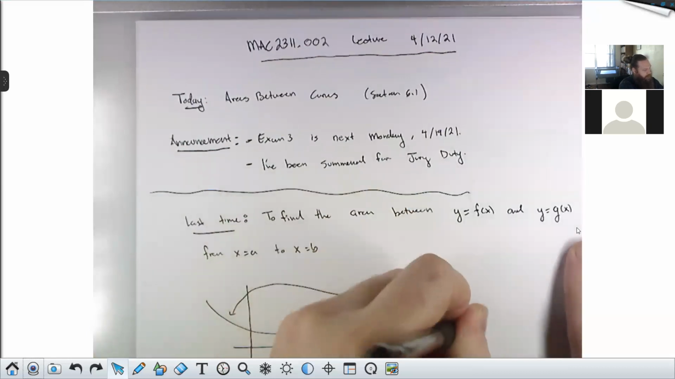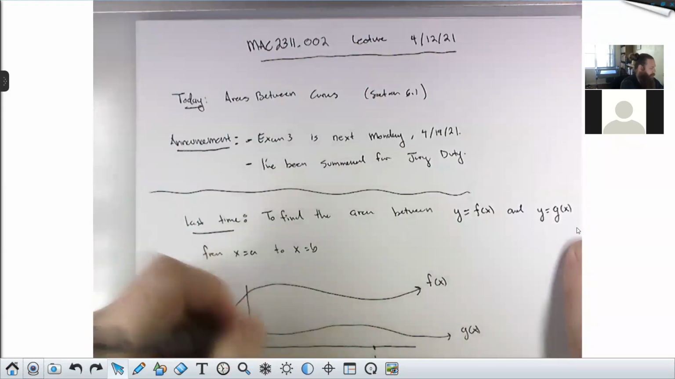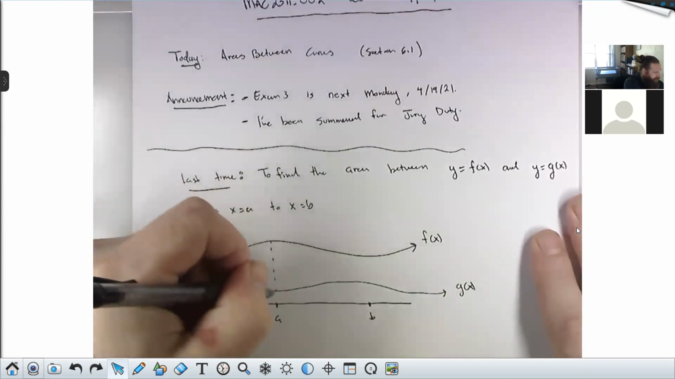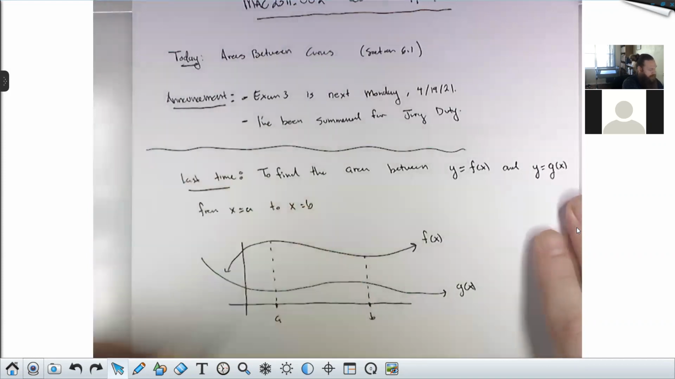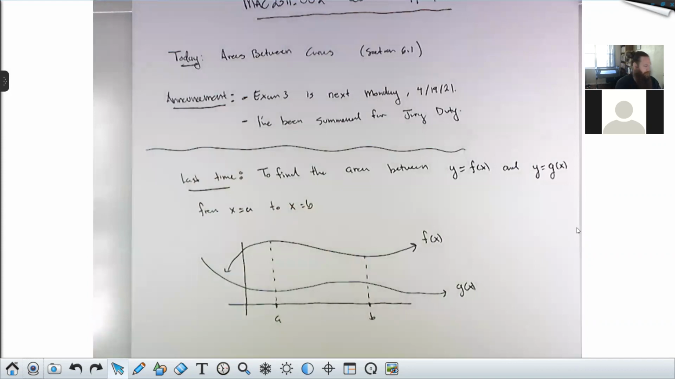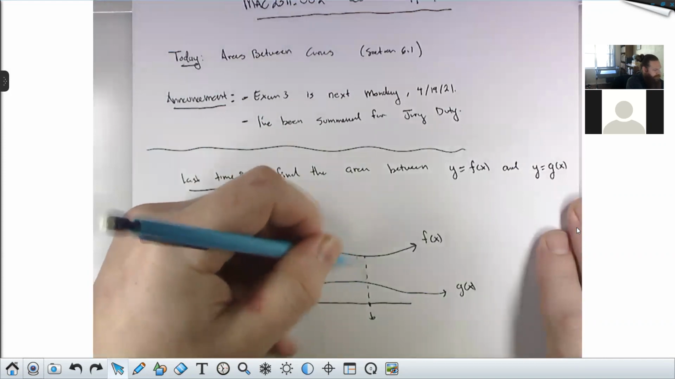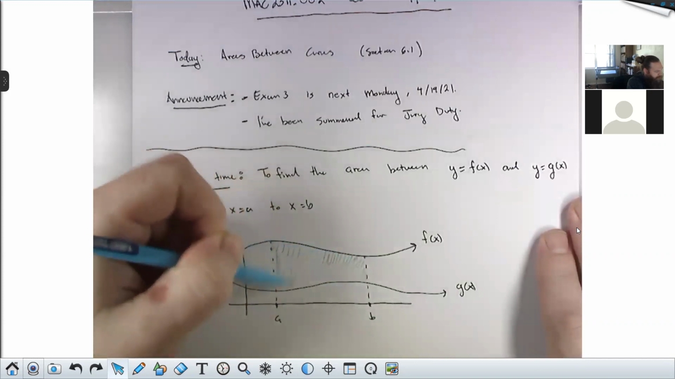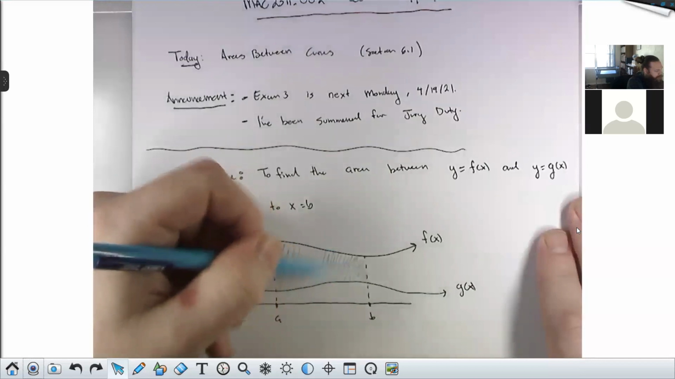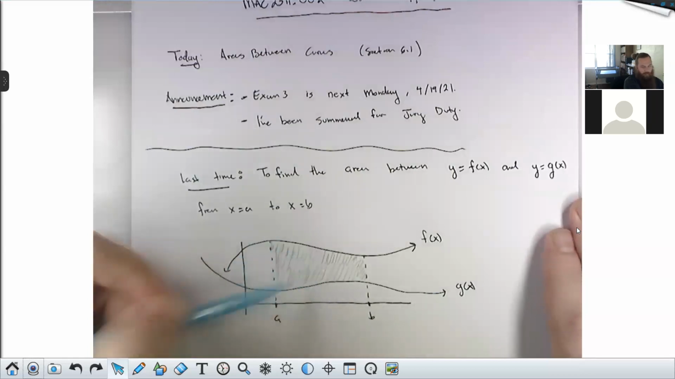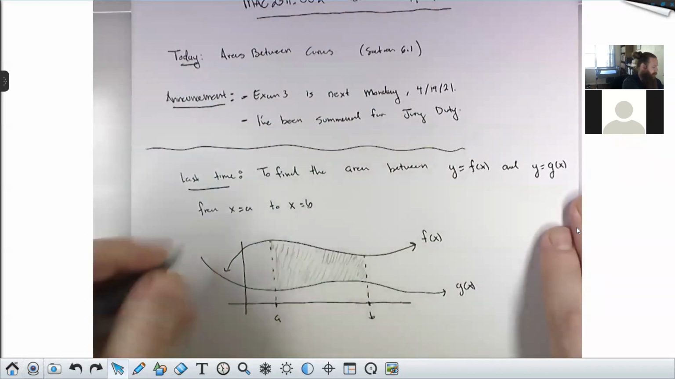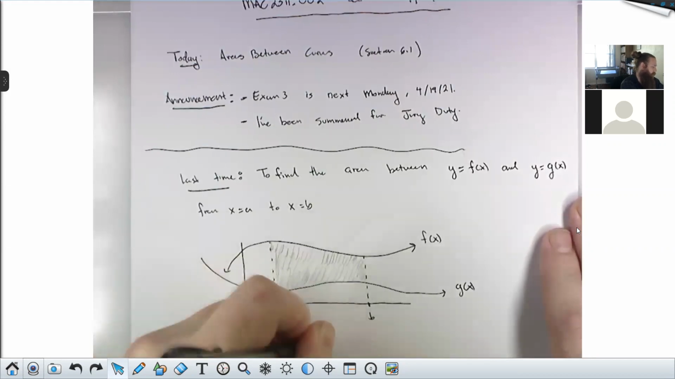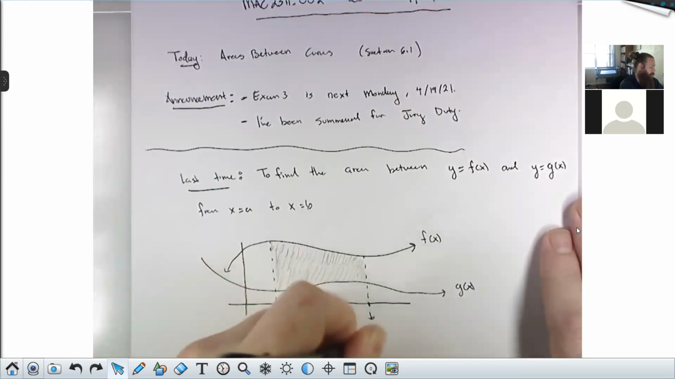This is f, this is g, here and here respectively. If the thing that I want is the area between these curves, there are a couple ways we could think of it. We could think of it as the area under f minus the area under g. Or we could think of it as coming from these little Riemann rectangles whose heights are defined as f minus g at any given point. So that area is equal to the integral from a to b of the upper function minus the lower function.